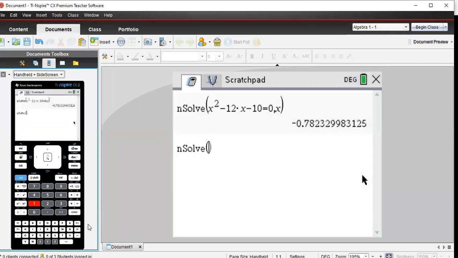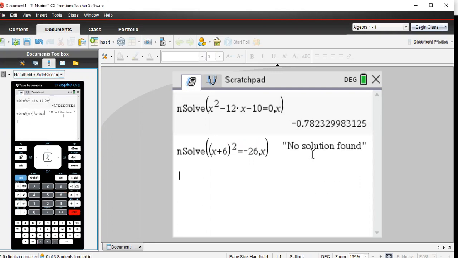And the first one is parentheses. Now, remember, you want to put the exact equation in. Don't change anything. So the first choice is (x plus 6) squared equals negative 26. And then I put comma x. And I get no solution found. So that means there's no solution. So that's not the answer. I can cross option 1 off.